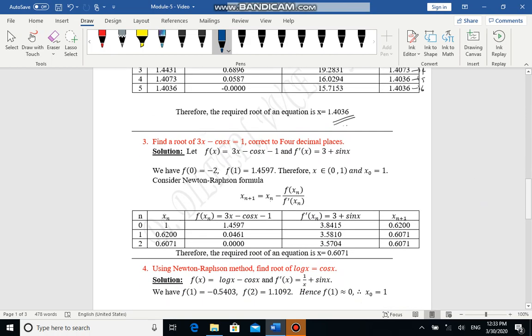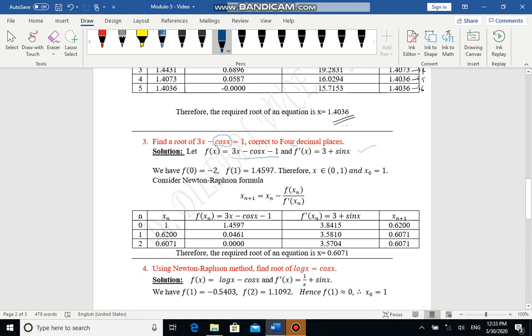Okay. Now first, we'll take an example of 3x minus cos x is equal to 1 and 4 decimal places. As usual, first consider the given function f of x is equal to 3x minus cos x minus 1 and find out its derivative. 3x derivative is 3 and cos x will become sin x. Remember, the difference in the algebraic and non-algebraic equation problems is when the equation involves trigonometric functions. That's why we call this one a non-algebraic equation.